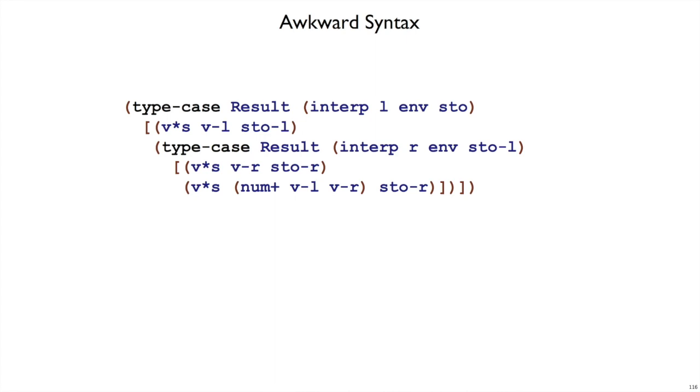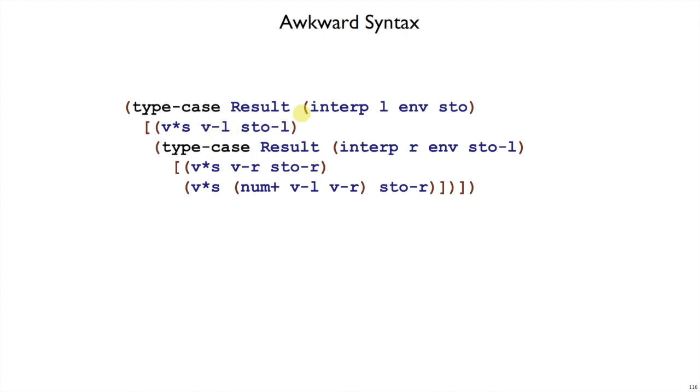In our implementation of interp, you will have noticed some repeated awkward code. Every time we have to interpret an expression, and we care about its result, we have to write this pattern of type-case result and then the v-star-s to get the value part and the store part. And it's a lot of extra typing, and also it's kind of backwards because we write the interp and then we write some variables that receive the values of those interps.